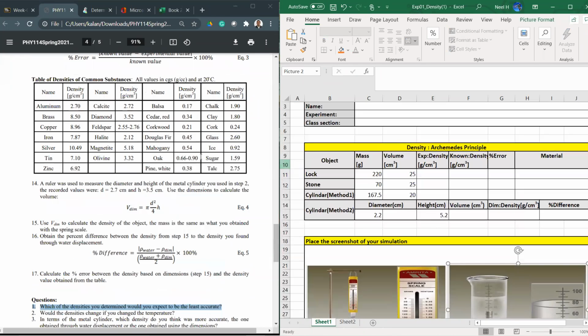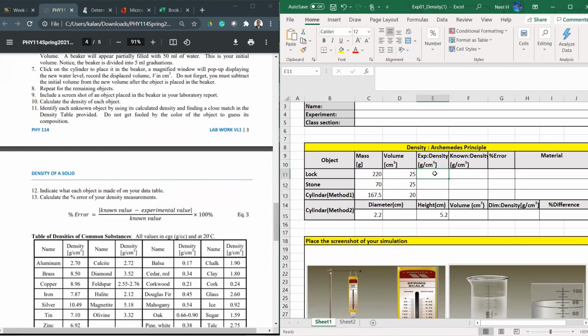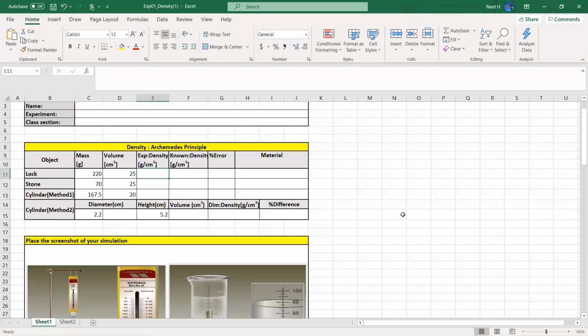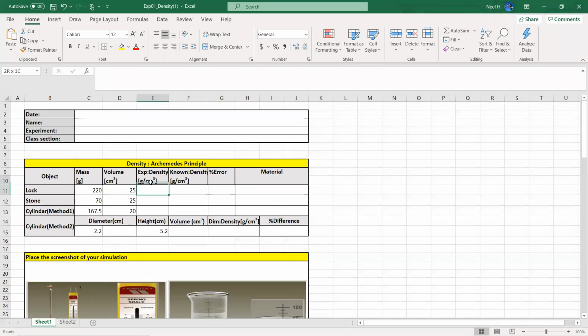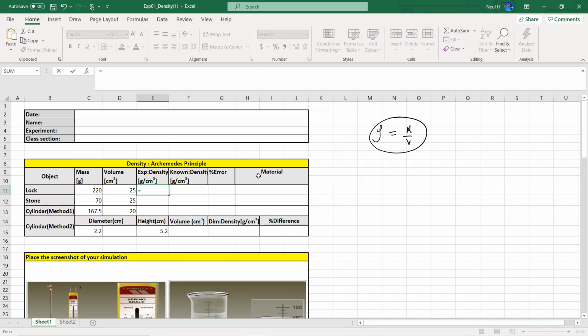All right, then let's do the calculation. From the simulator point of view, we're almost done. We just need to do the calculation. So let's do the experimental density calculation in column E. You know density is mass over volume, right? I need to do that calculation in Excel. Any calculation in Excel starts with the equal sign, then the mass, C11, divided by volume, D11. That's it. That will do the calculation for you automatically.